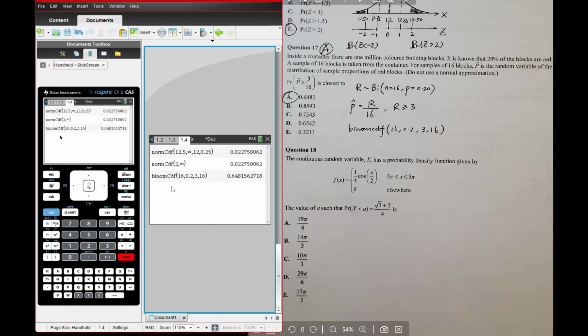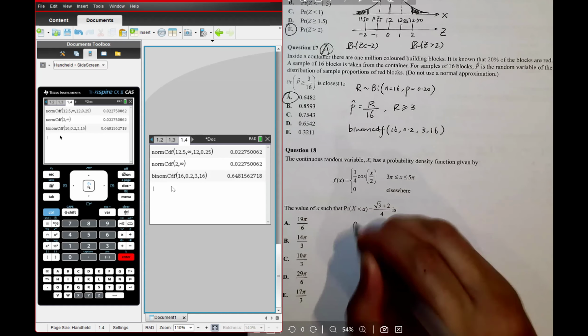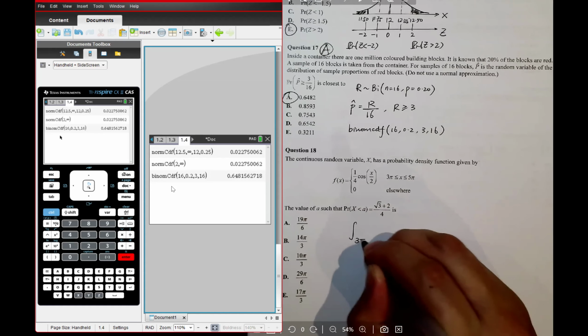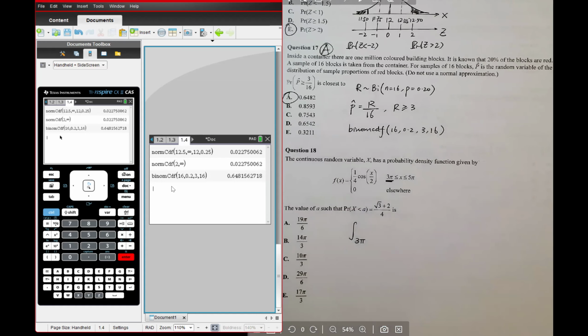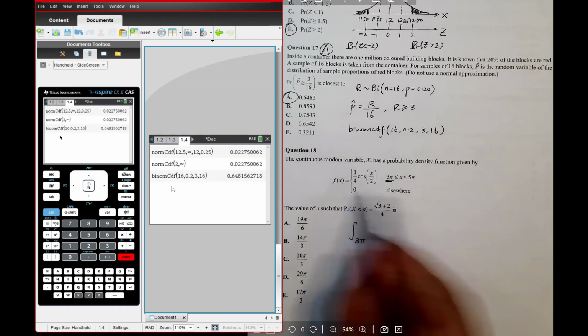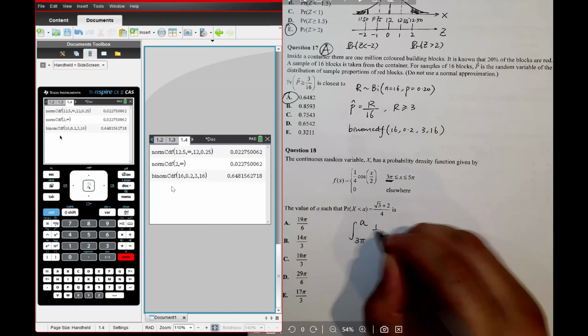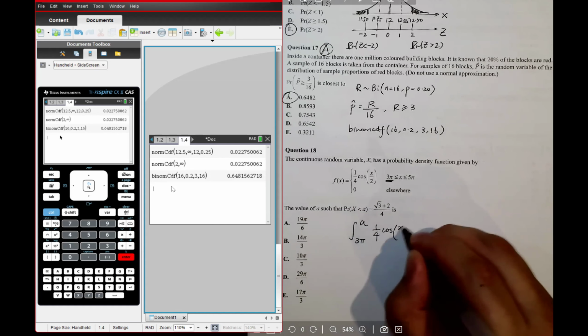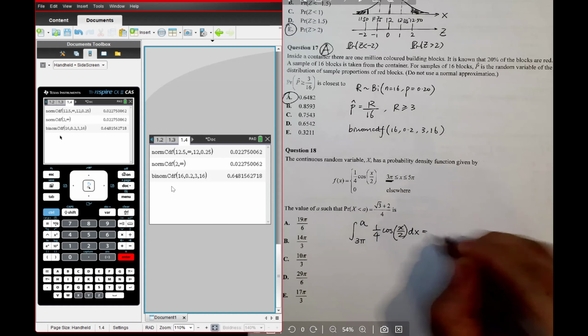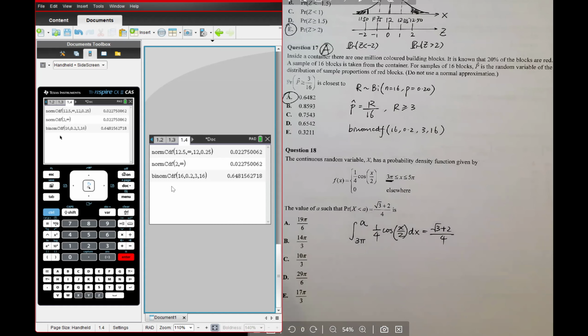Question 18. It's a continuous random variable x. It has a probability density function given by a quarter cosine of half x, from 3 pi to 5 pi. We would like to get the probability x less than or equal to a, equal to (√3 plus 2) over 4. So what you might do is, from the lowest value in the effective region, just ignore the 0, up to a, integrate a quarter cosine of half x dx, equal to (√3 plus 2) over 4. And you just need to solve that equation.